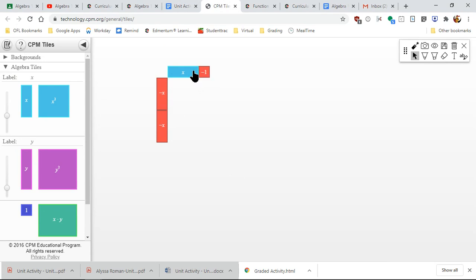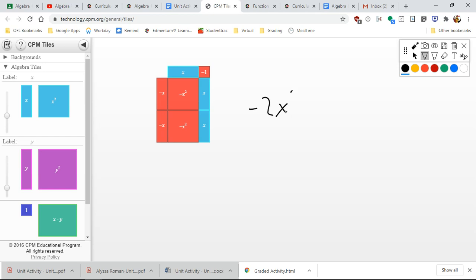So what is x times x? Oh, that's x squared. But a negative times a positive is a negative. So I click this once. Click this once. And now I have a negative x times a negative 1. Well, that's positive. A negative times a negative is a positive. And the way you know you're doing this right is you should have this rectangle in the middle. So my answer here would be negative 2x squared plus 2x for this question that I made up.